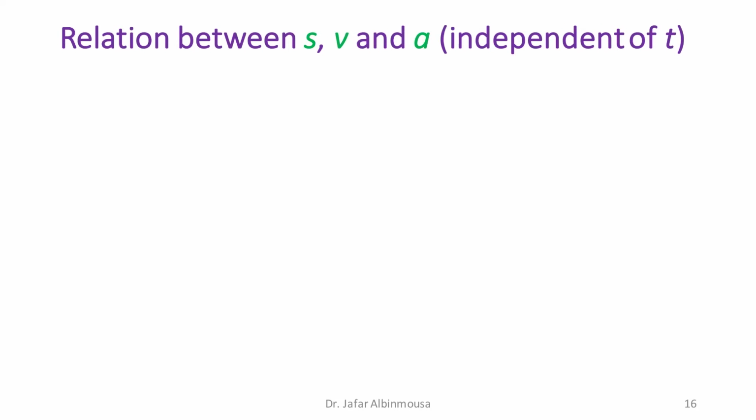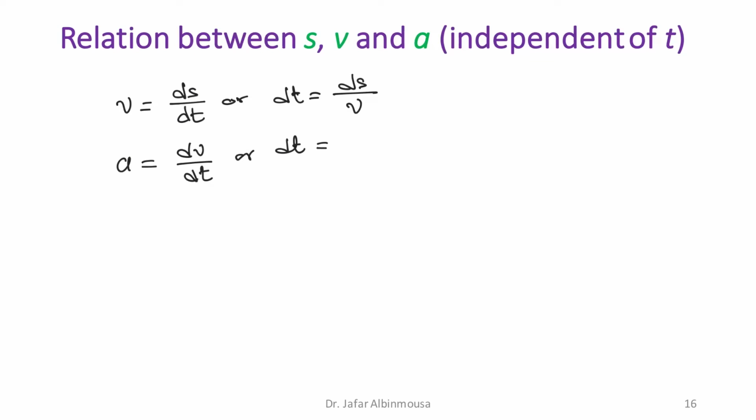Now we are going to construct the relation between the position s, the velocity v, and the acceleration a independent of time. And to do that, we are going to start by writing the velocity equation as v equals ds over dt, or dt equals ds over v. Similarly, we can say that the acceleration is equal to dv over dt, or dt equals dv over a.